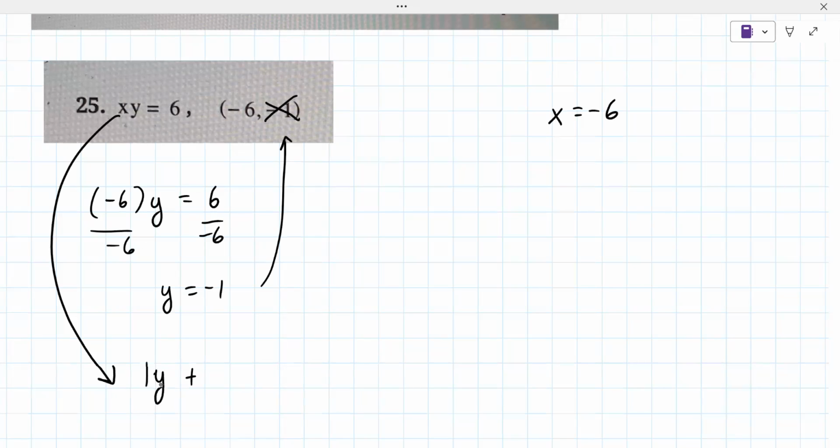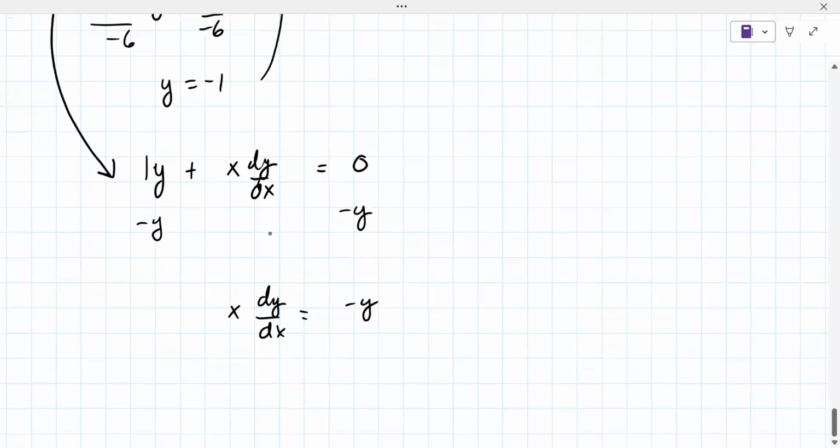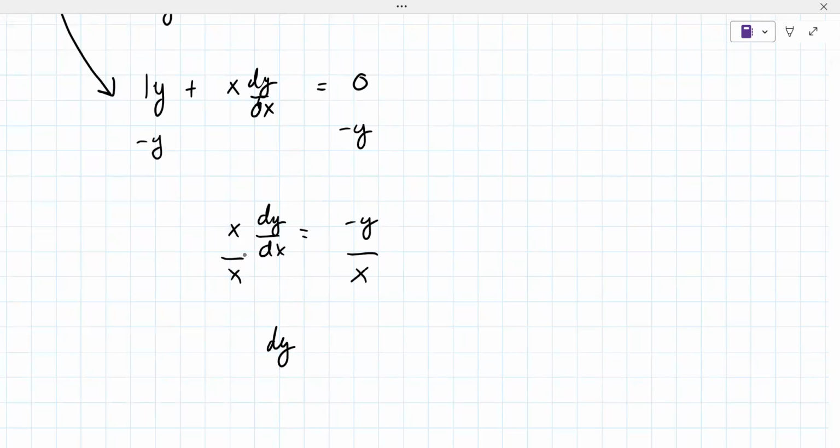1y plus x dy/dx equals 0, because the derivative of 6 is 0. So now you've got to solve for dy/dx. You're going to subtract y from both sides. x dy/dx equals -y, and you divide by x. So dy/dx is -y over x. And that's where you need your ordered pair.